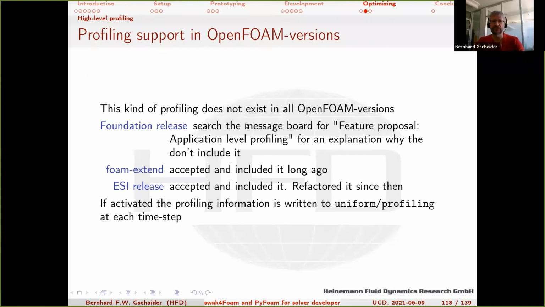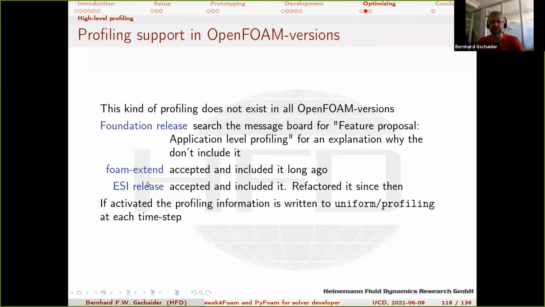Regarding profiling support in OpenFOAM versions: of the free OpenFOAM forks, two of them support it, one doesn't. The foundation release doesn't support it. At the time when I developed this profiling stuff, I proposed it and it was turned down. Look in the message board for this feature proposal to see why it was turned down. I still don't understand why, but okay.